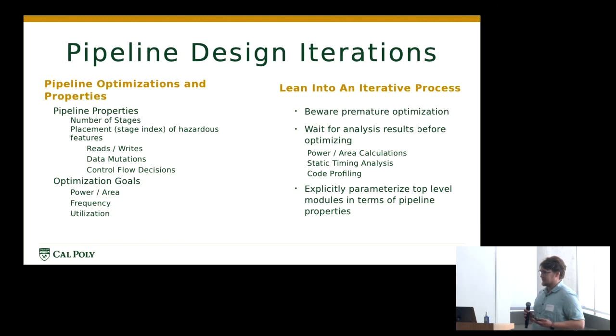As digital designers, we love to get really into the optimization way too early. We like to focus on hyper-optimizing for goals like maximum frequency or like power and area long before we know what's actually important. But it's really important to realize that we don't actually know which of those goals are the most important until we've done some analysis down the road. We've gotten code profiling back and things like that.